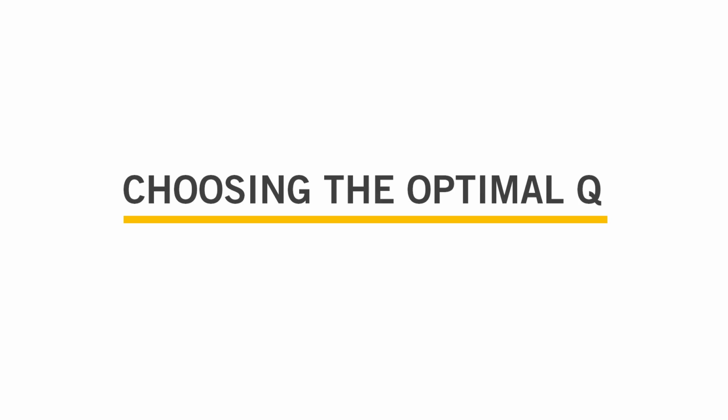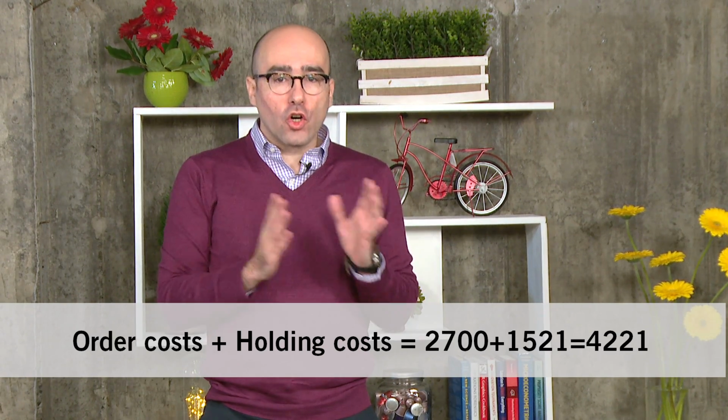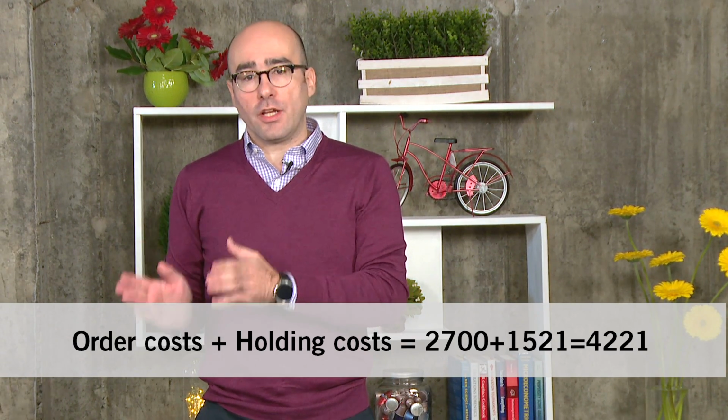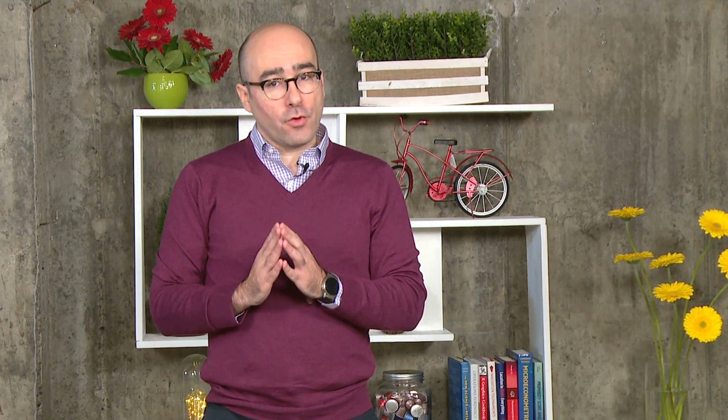So let's think about what would happen to costs if we change the order size. Recall that the total annual costs are the total annual ordering cost plus the total annual holding cost. Let's explore what happens to each of these components as we move Q. To do that, we can use Excel or the tool we've created so that we can evaluate the new costs.